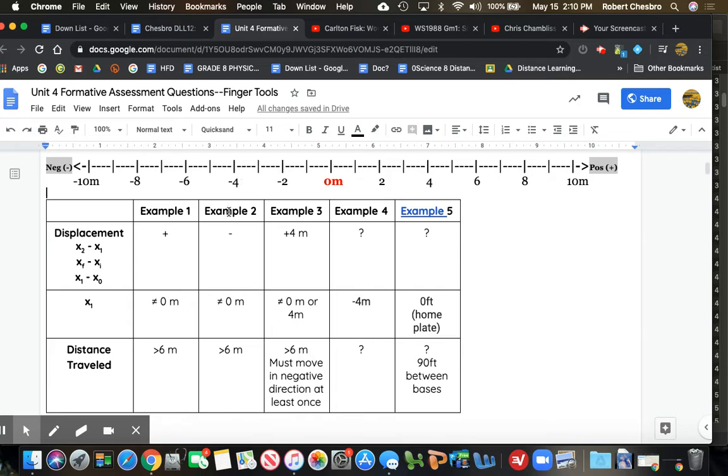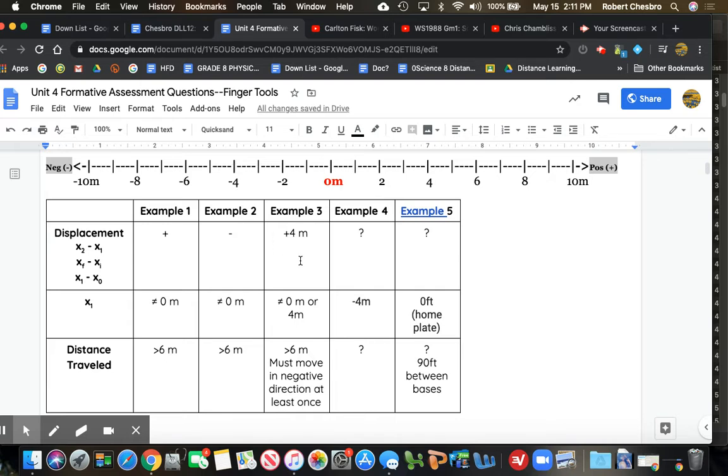So if I were to ask you to do the same thing, but with a negative displacement, you could start where you want. You could start here. And all you have to do is move in such a way that you move more than 6 meters and that you end somewhere over here in the negative direction. So you could go 2, 4, 6, 8, 10, 12, 14, 16, 18, 20, 22, 24, 26. And you could end there. And this would also be a negative displacement.